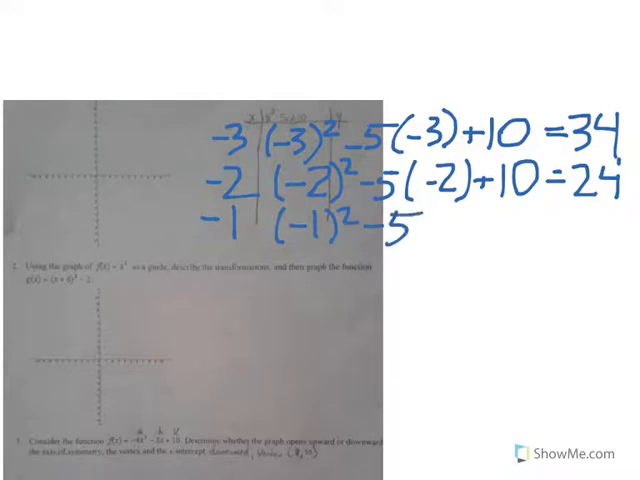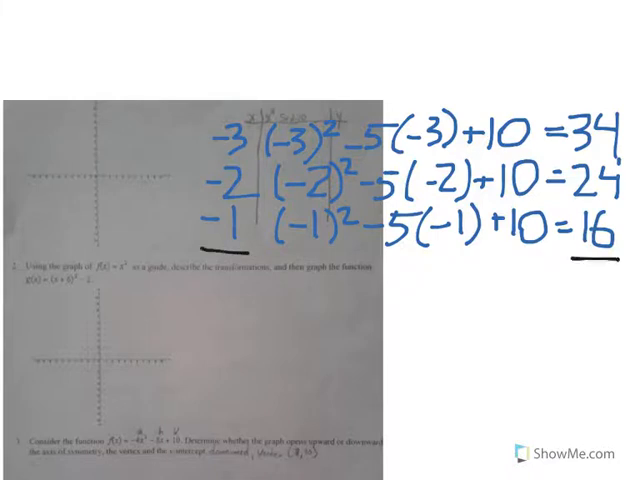So -1 squared minus 5 times -1 is -5 plus 10. So I've got +1 plus 5 plus 10, so I've got 16. So finally I got something, if I could read your graph. I've got a point here to plot, -1 for x, 16 for y. That's still going to be off the graph.